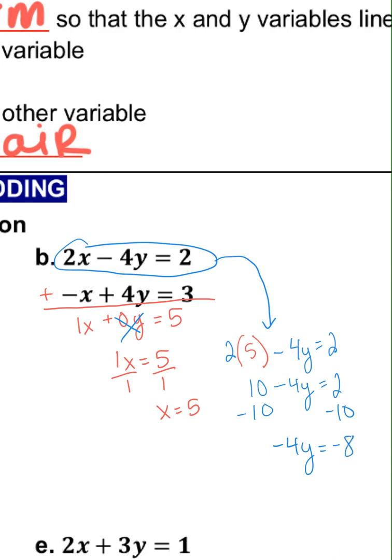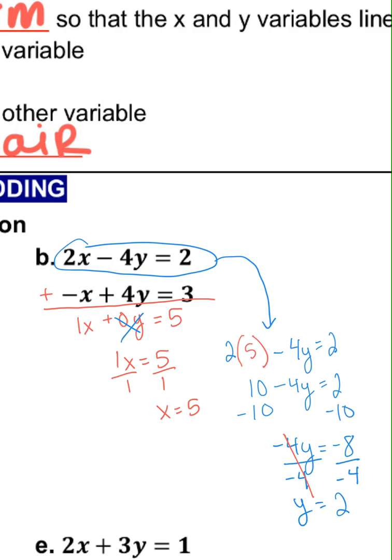Then we need to do the inverse of multiplication, which is division. So we're going to divide both sides by what we want to go away, which is the negative 4. The negative 4's are going to cancel out on the left side, and we're going to be left with the quotient on the right side. So we end up with y equals negative 8 divided by negative 4 is a positive 2.